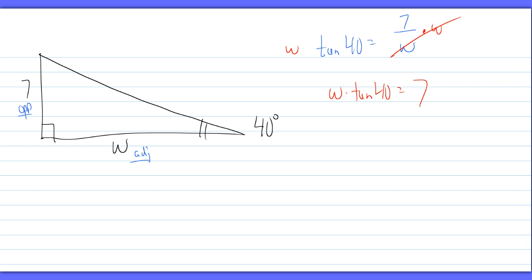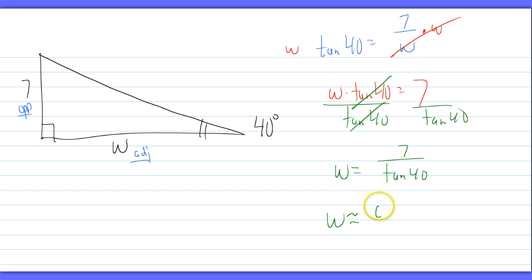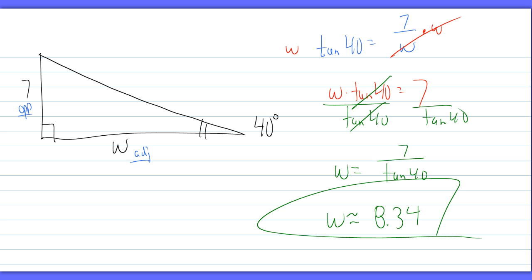I've got to think algebraically here. Now that W is out of the denominator, what can we do to get W by itself? How about divide by the tangent of 40? So on the left side of the equation, that all cancels out. You're only left with W. On the right side, you have 7 divided by the tangent of 40. And that's good news for us because we can actually use the calculator to evaluate that. Type in 7 divided by the tangent of 40. And since it's a side, we're going to round this answer to the nearest hundredth. W is about 8.34.